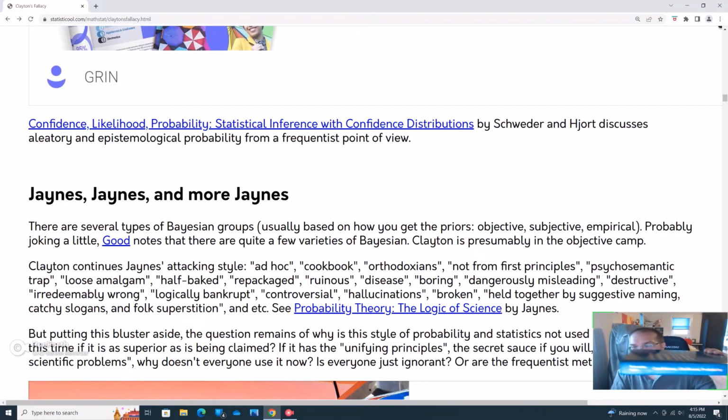Now, there's a book called Confidence, Likelihood, Probability: Statistical Inference with Confidence Distributions. Okay, this is a great book. It talks about confidence distributions, which is like updating Fisher's notion of fiducial probability. So they talk about aleatory probabilities and epistemic probability from a frequentist point of view. They talk about updating the likelihood instead of updating a prior, and many, many other things that I refer to a lot when I respond to critiques of frequentism.